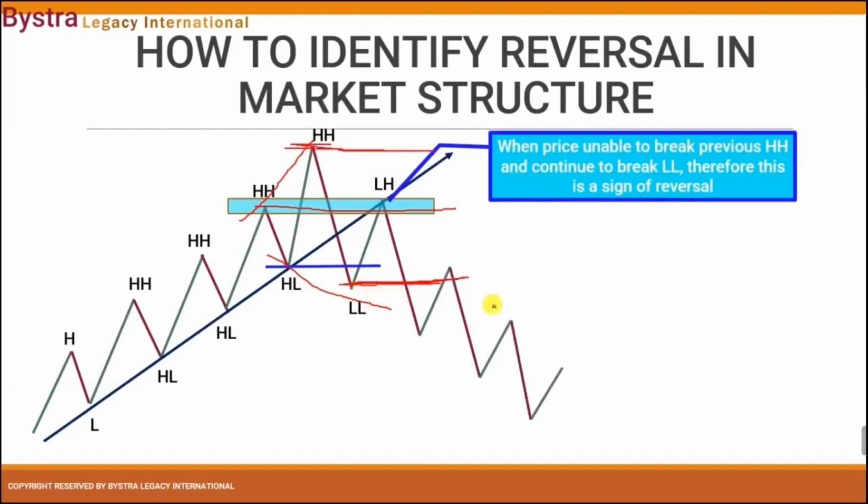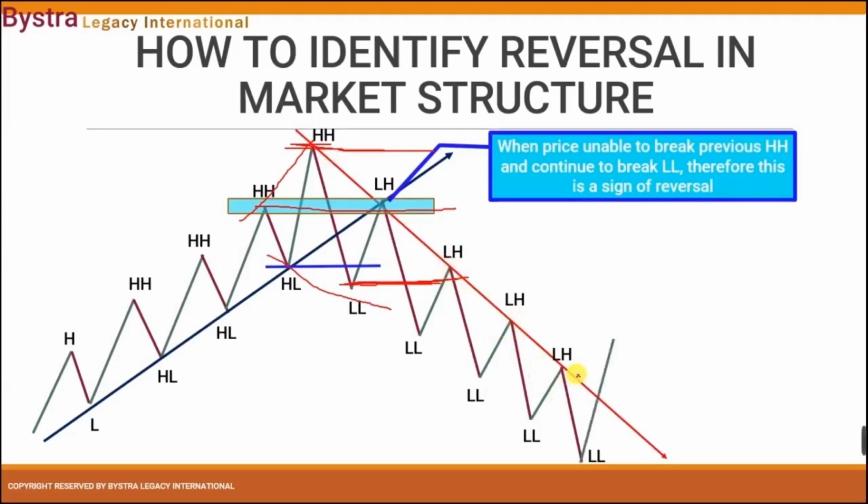Now let's look when the price is moving in a downtrend. So in the downtrend, remember the structure, price will create lower high, lower low, lower high, lower low, lower high, lower low. So same thing as well. If we draw a trend line, you can see that the price is respecting this trend line. So what happened when the price decided to break this trend line?